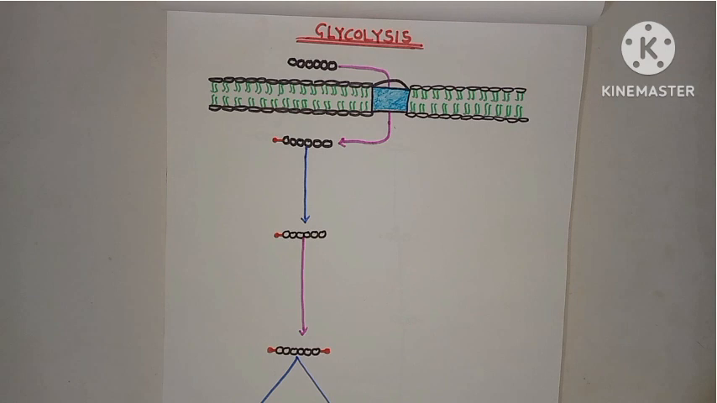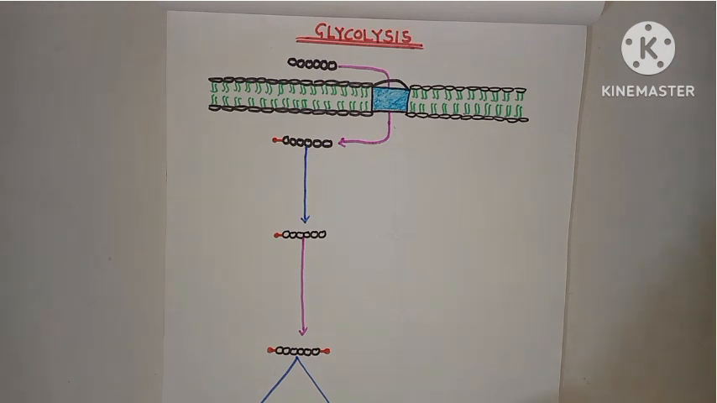But how do we get glucose into the cell? I will take you through that. Glucose is a water-soluble solute which cannot move through the cell membrane by diffusion. It has to come through by some type of transporters.